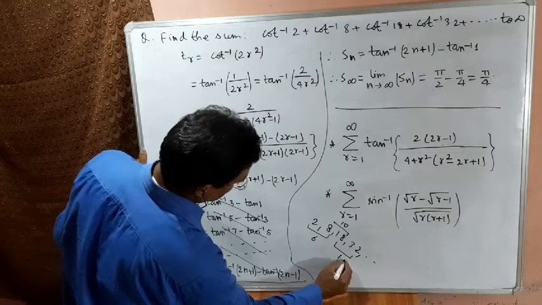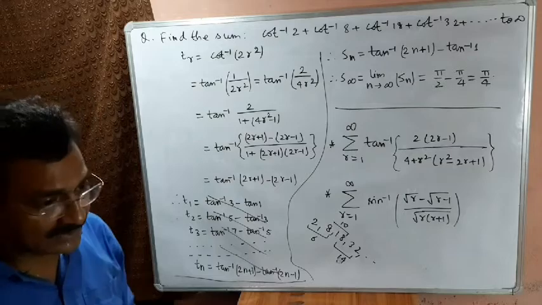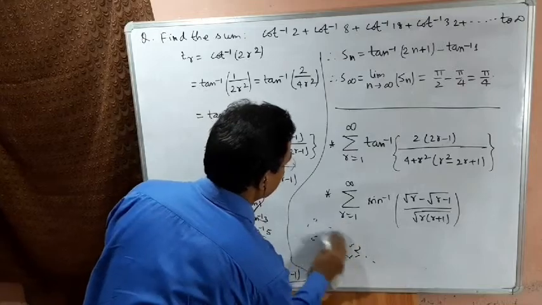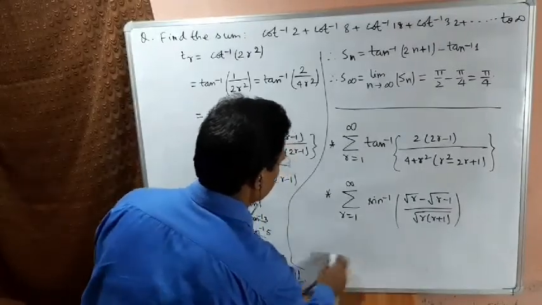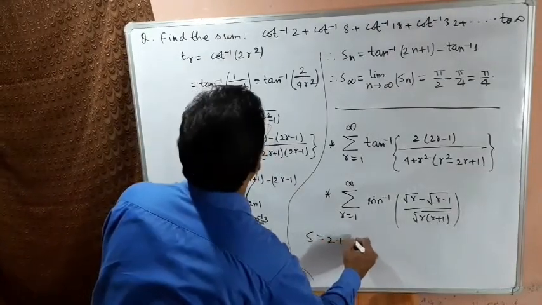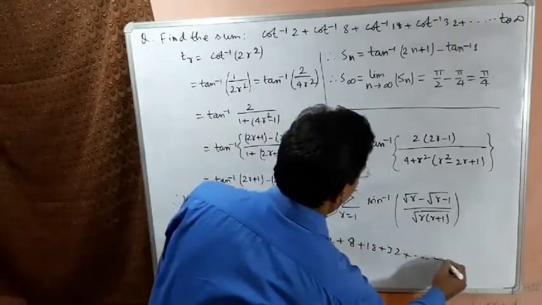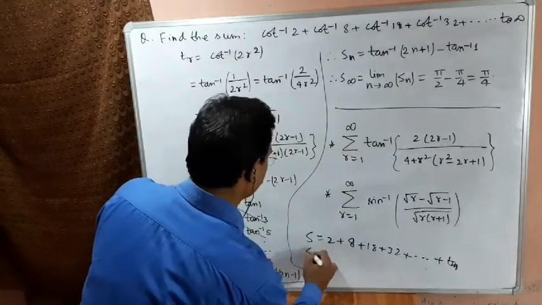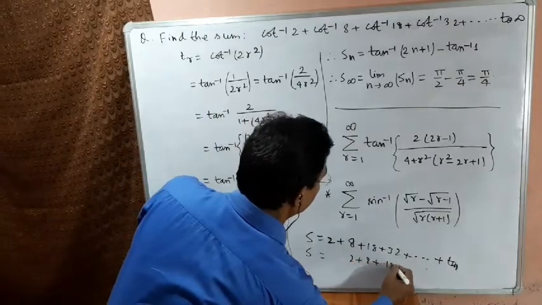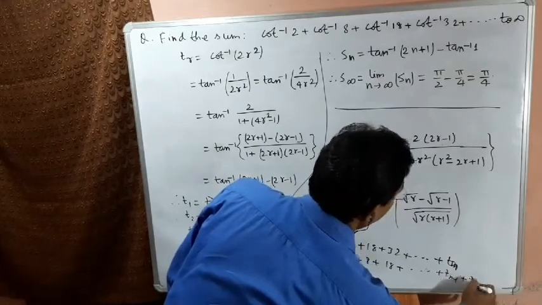It means the difference of two consecutive terms forms an AP, and we have read in progression how we treat such a series. Suppose S equals 2 plus 8 plus 18 plus 32 plus ... Tn. Again we write S, just shifting by one term: 2 plus 8 plus 18 plus 32 plus ... Tn minus 1 plus Tn.